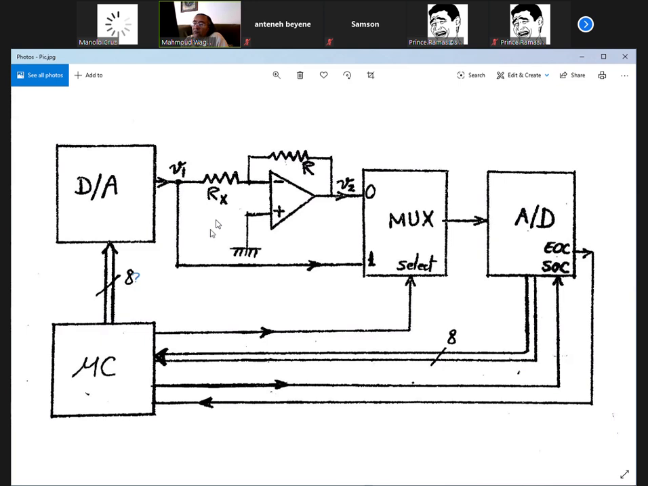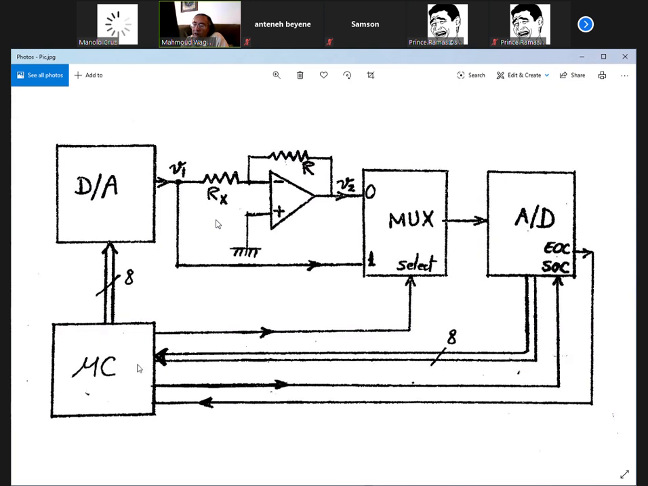Correct. Now, we know V1 because we already applied V1. But we don't know V2, so we need to measure V2. So this is applied to mux channel 0. We're going to use an A to D converter to read the value of V2. So this is an end of conversion, and you're going to have a start of conversion pulse coming from the microprocessor. You're going to have an end of conversion pulse coming from the A to D converter. You're going to have the data of the A to D converter going to the microprocessor.